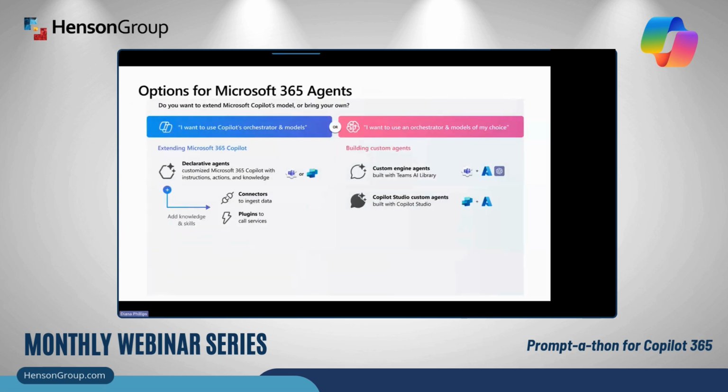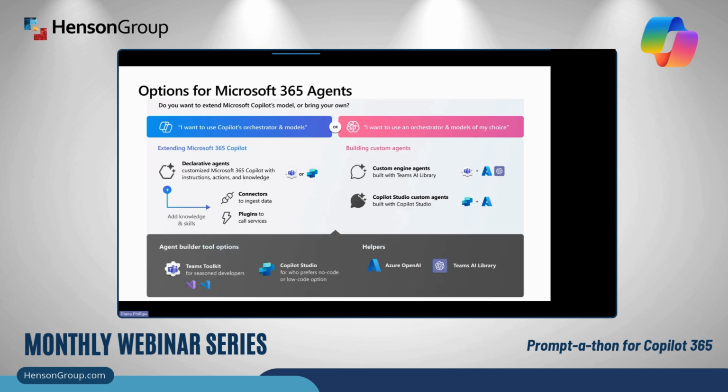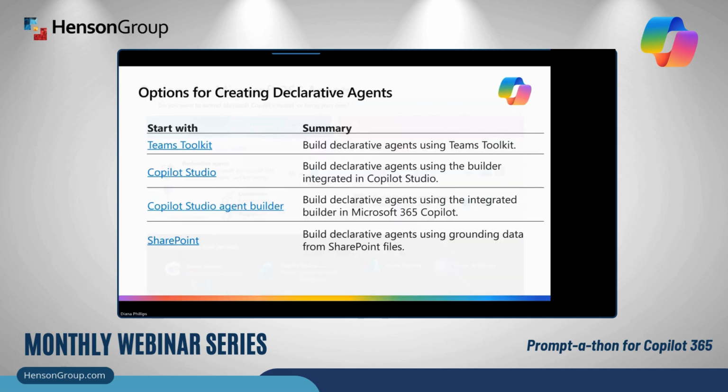So there are two different types of core agents that go with Microsoft 365. The first one here is declarative agents, and the second is custom agents. We'll go through declarative agents today, but for both of them, the tools that you will need vary from low code to pro code. So there's a lot of capability for customization, but it can also be very easy and straightforward to create an agent on your own. So here are some options.